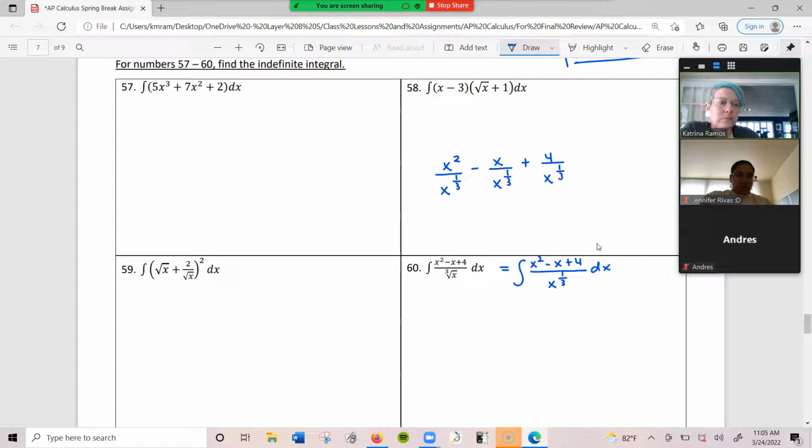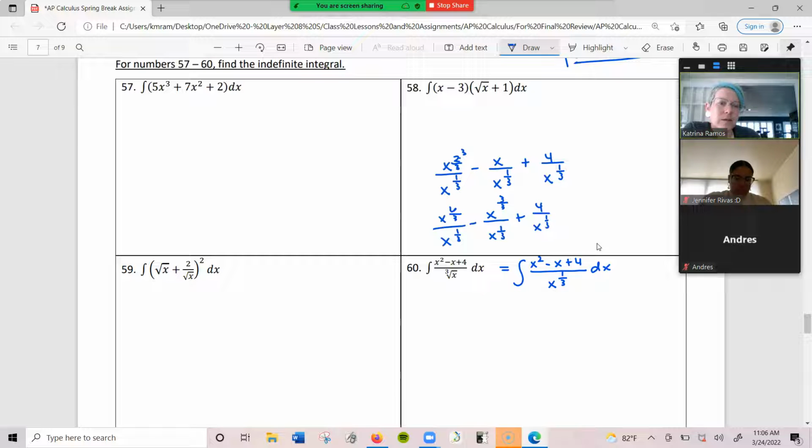We want to simplify all of these individual fractions. So x squared, here we would need to subtract. So I'm going to put this over 3. So multiply this by 3. So that's x raised to the 6 over 3, over x to the 1/3, minus x, 3 over 3, over x to the 1/3. And then this one is the same. Is at least this part okay?